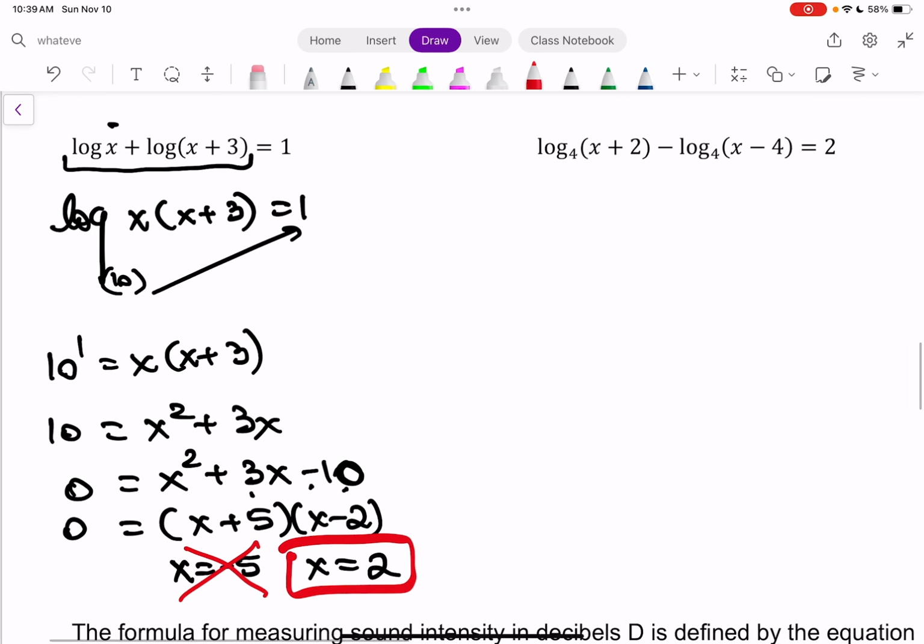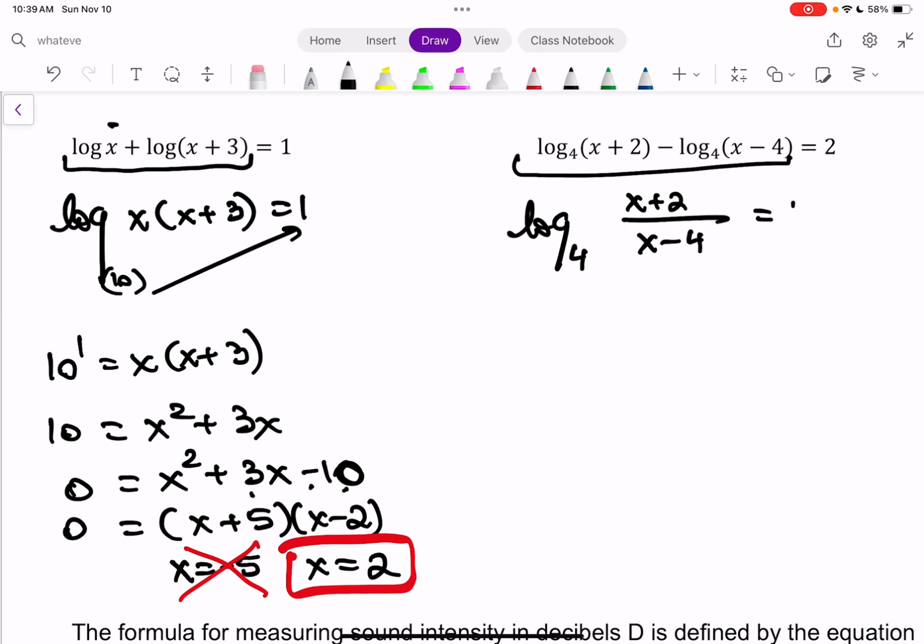Oh, here's an interesting one, as we have a difference. And what does a difference between logs turn into? It's going to turn into a quotient. Yes. Okay. So, again, change it to an exponential form. So 4 to the power of 2 equals x plus 2 over x minus 4.